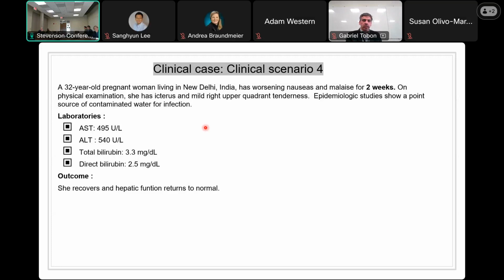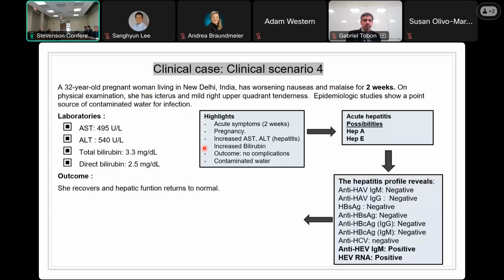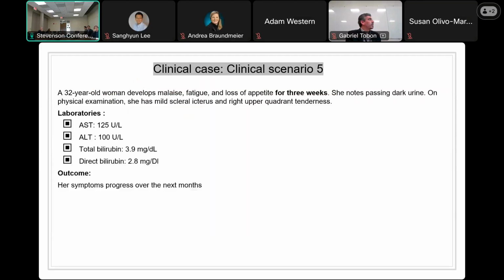And the same age, with the same symptoms, but with some epidemiological changes, like a pregnant woman living in India, which is extremely important for hepatitis E and complications. And this type of question is always on the board exam. But probably this is the most challenging question.